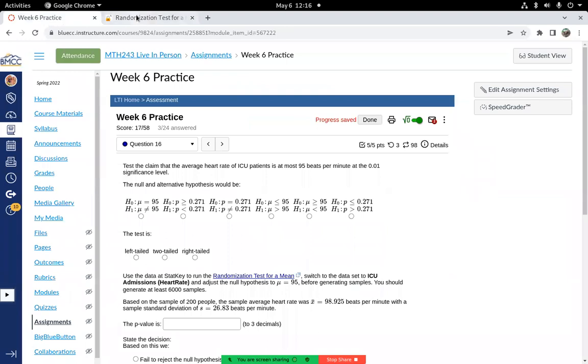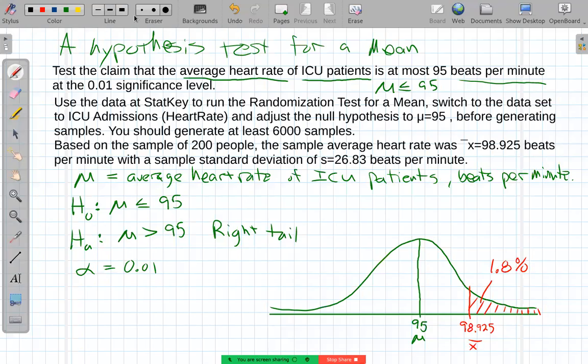All right, so there's the problem I'm working on in homework. Here's my notes on it. So this right here is my p-value for the right tail test. And then what we always do next is we compare the p-value to alpha. So my p-value is 0.018. Alpha is 0.01. My p-value is bigger. Your test is positive, rejecting the null hypothesis, if your p-value is smaller than alpha. Mine is not.